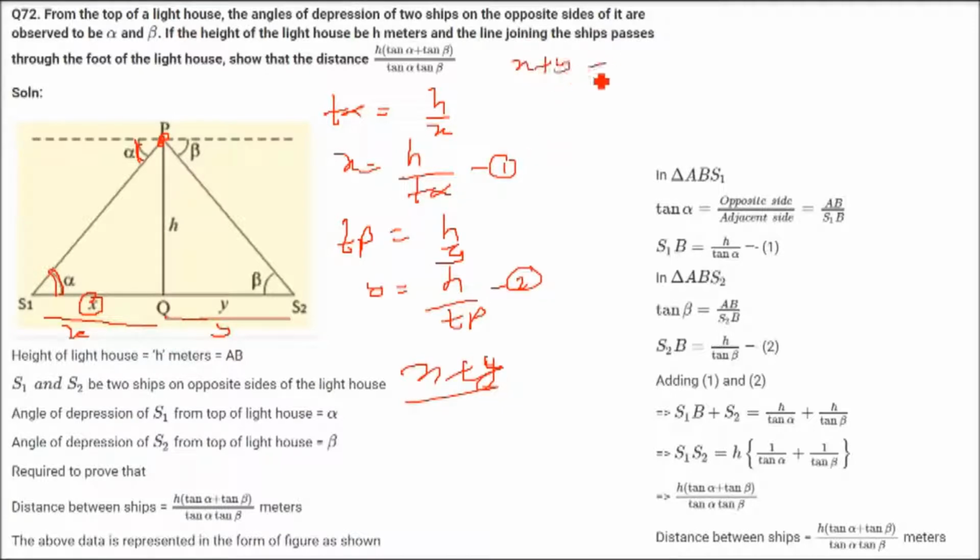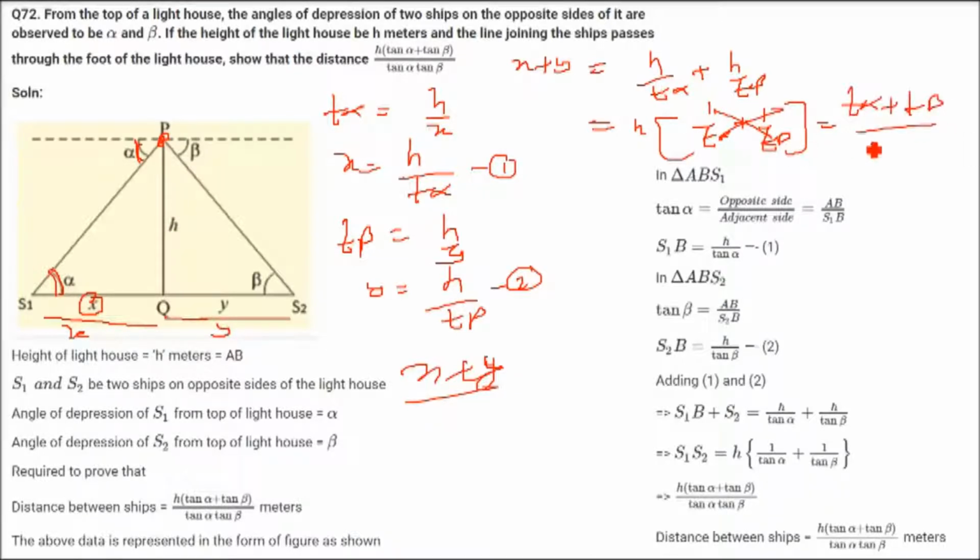So x plus y will be h by tan alpha plus h by tan beta. You can take h common, so 1 by tan alpha plus 1 by tan beta. So this is going to be h times tan alpha plus tan beta by tan alpha tan beta.